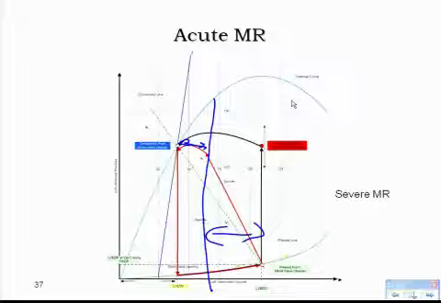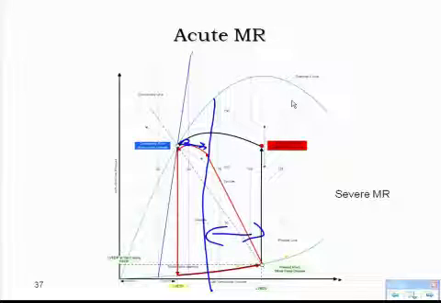All right? Now notice one thing. In acute MR, the preload curve does not shift. There is no effective change in preload. The ventricle does not dilate in acute stages of MR. A lot of times it's hypertrophy, so it goes the wrong way. But just know that in MR, you don't see any change in preload in the severe.